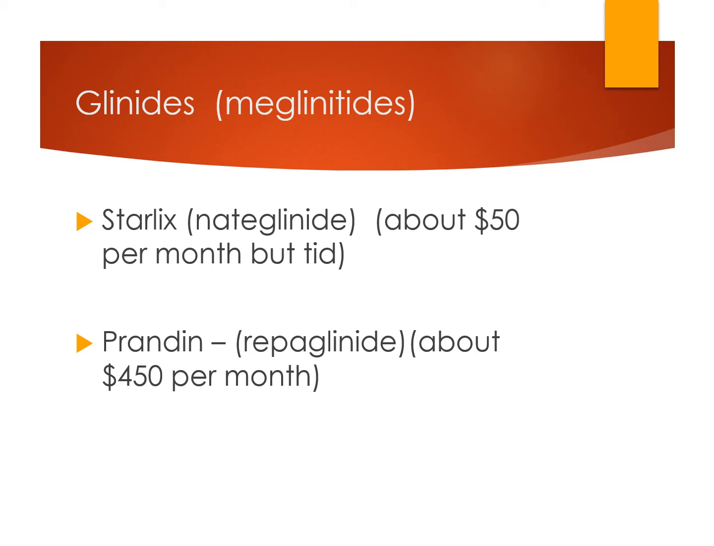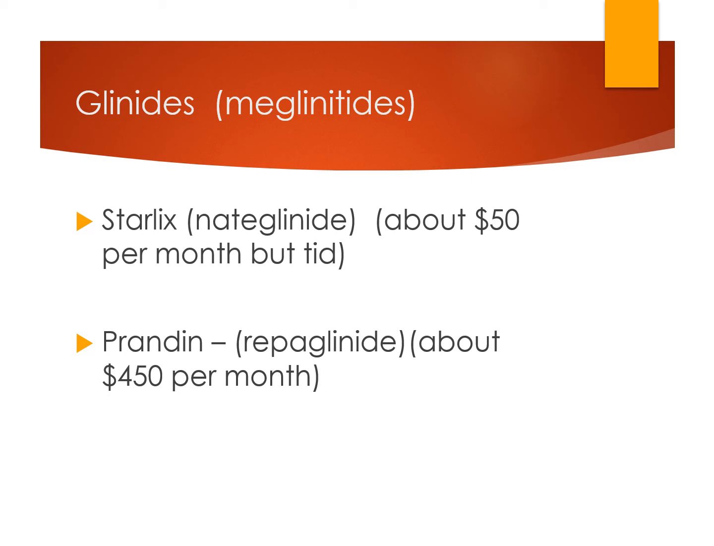Glinides, we had talked about these already. They're secretagogues. Just mostly this is talking about why we don't use them more. Starlix or nateglinide is about $50 a month, but it's a TID medicine. You have to take it with every meal, and it does not promote compliance with that kind of a regimen.